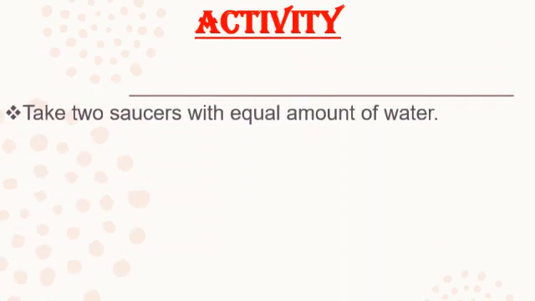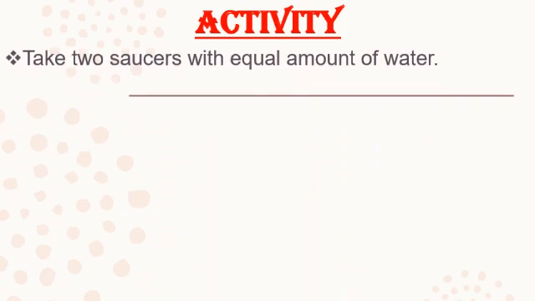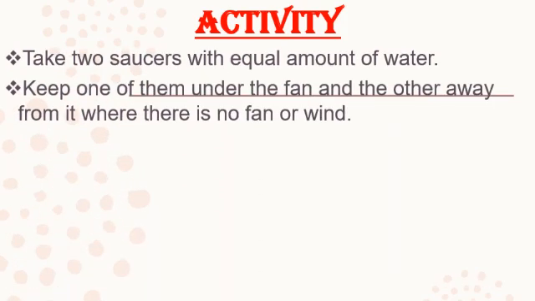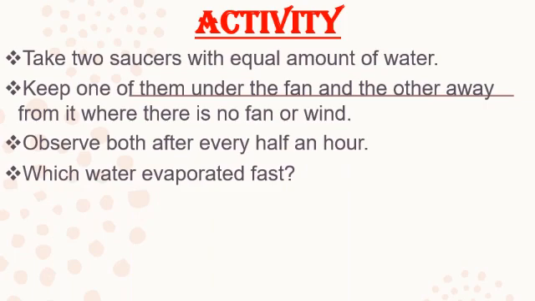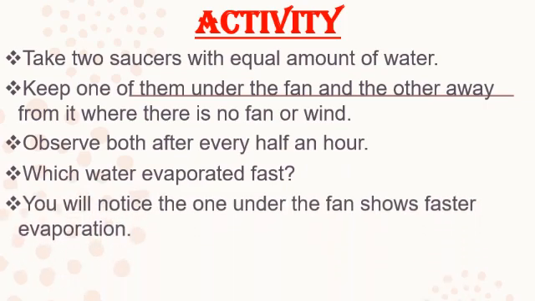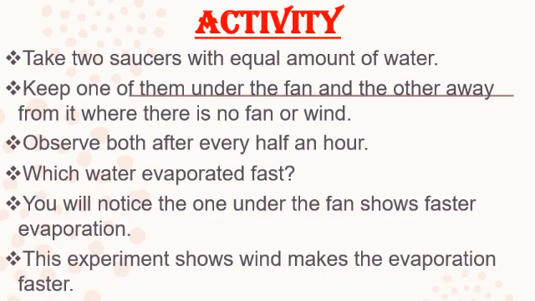Another activity, take two saucers with equal amount of water. Keep one of them under the fan and the other away from it where there is no fan or wind. Observe both after half an hour. Which water evaporates fast? You will notice the one under the fan because of the air, right? This experiment shows wind makes evaporation faster. Because of wind, the evaporation process is faster.